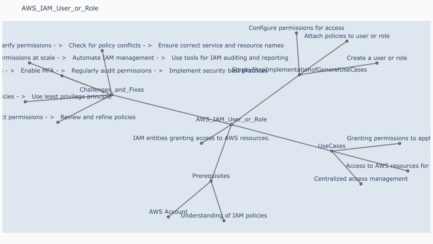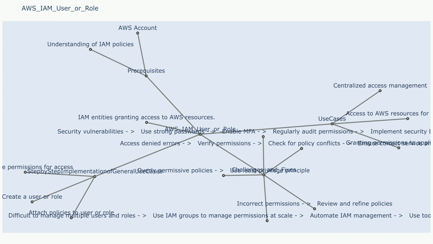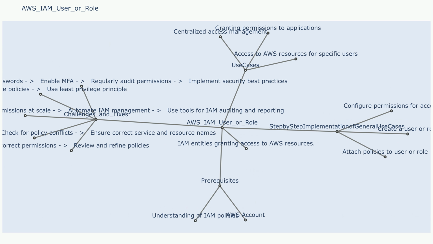AWS IAM user, role. Description: entities granting access to AWS resources. These entities are used to control who can access your AWS resources and what they can do with them. Users represent individual people, while roles represent non-human entities like applications or services.